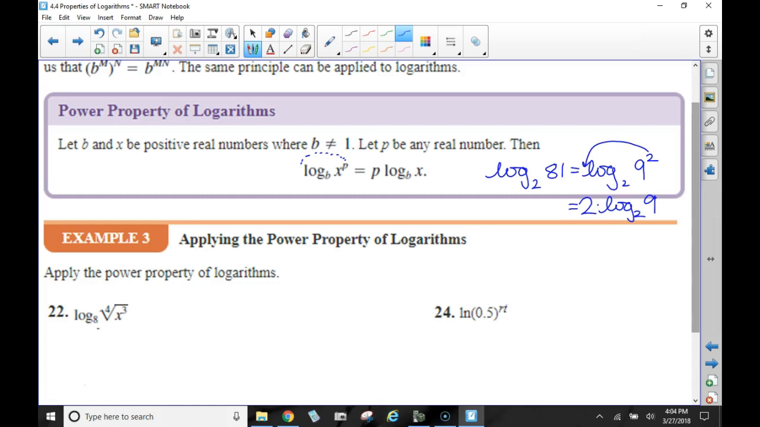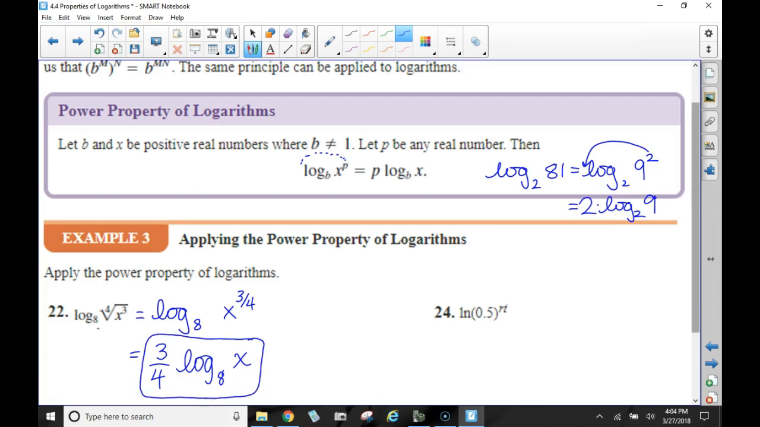So on number 22, what we want to do is take this 4th root of x cubed, and we want to go ahead and rewrite this. Logarithm with base 8, and the argument is x to the power over root. That's how we go from rational exponents to radical form and vice versa. So really, all you can do here is bring the 3/4 power down front. This is equivalent to 3/4 multiplied by the log of x with base 8. That's really as good as you can get there.